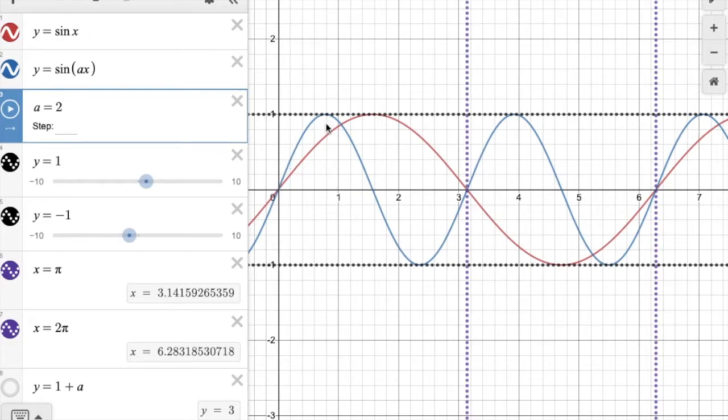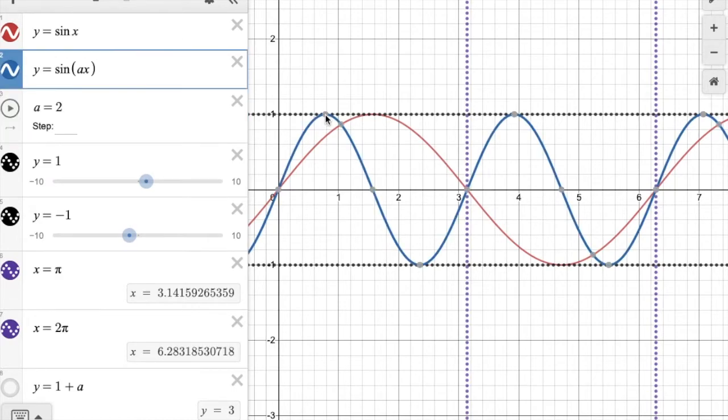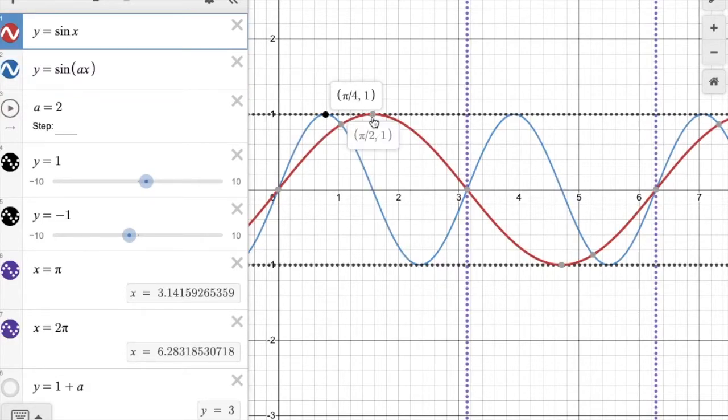So it means this is a point when it is at the peak, we should notice that it is pi over 4, because pi over 4 times 2, you get pi over 2. That's where the original pi over 2 has to be. You can see this or not. So when pi over 2, you need only pi over 4 to arrive at 1.